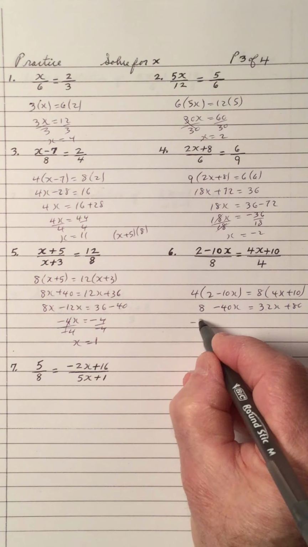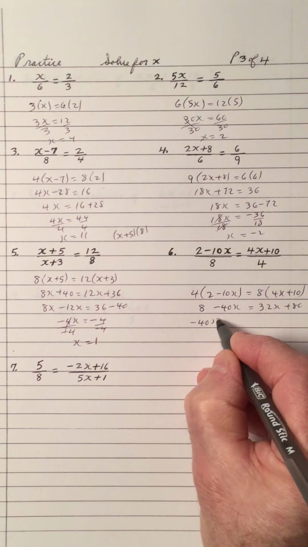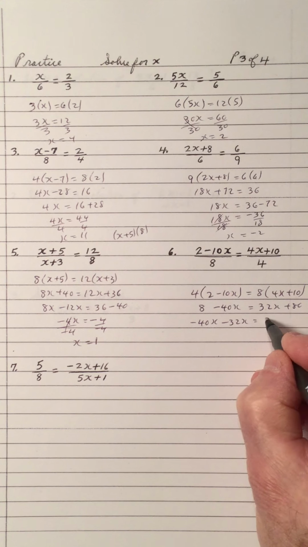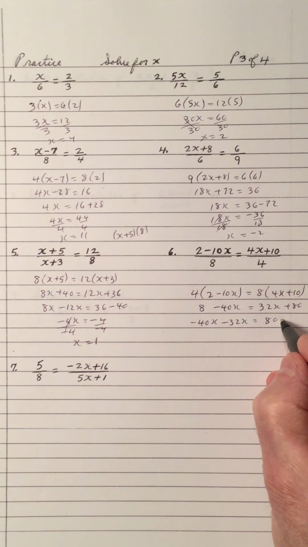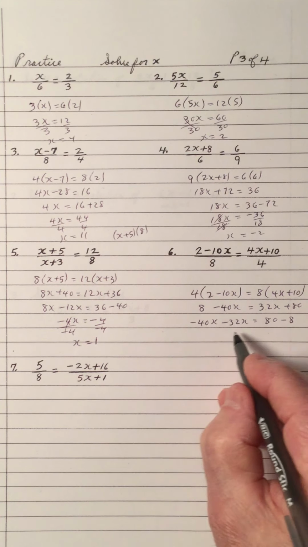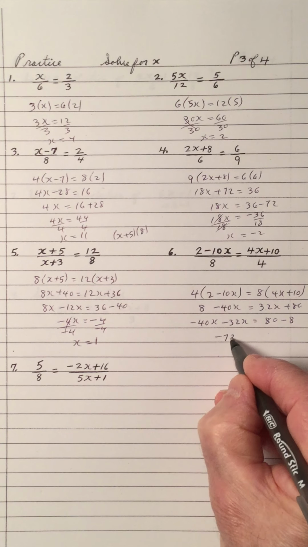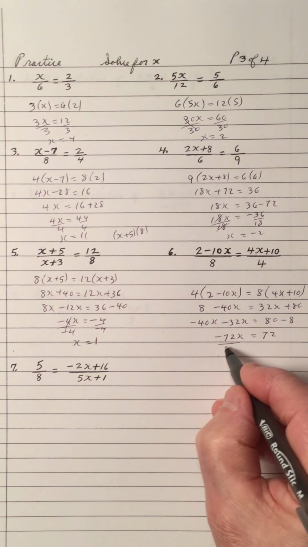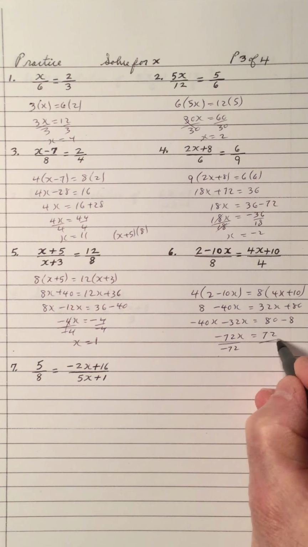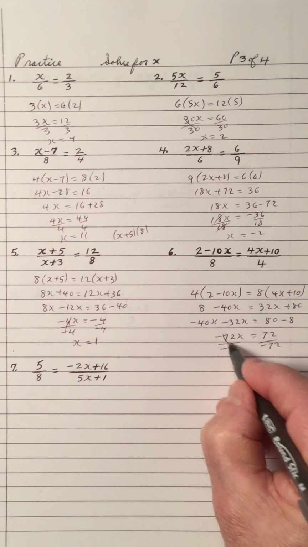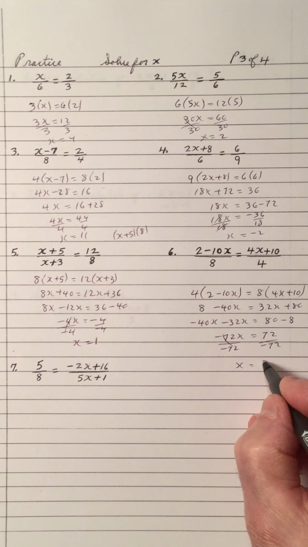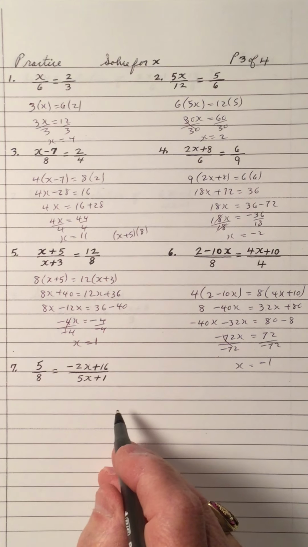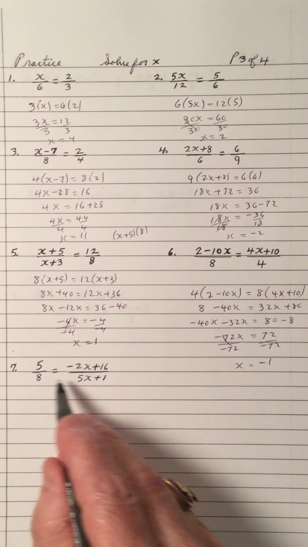Bring the x's. Negative 40x is here already. Bring this one over, negative 32x. 80 stays there. Bring your 8 over to give negative 8. And that gives you negative 72x equals 72. Divide by negative 72 on each side. That gives me 1x, and that gives me negative 1. So cross multiplying, very easy to do when two fractions are equal.